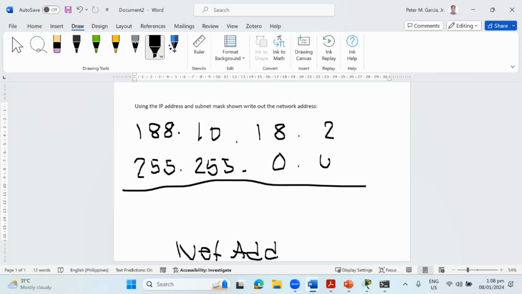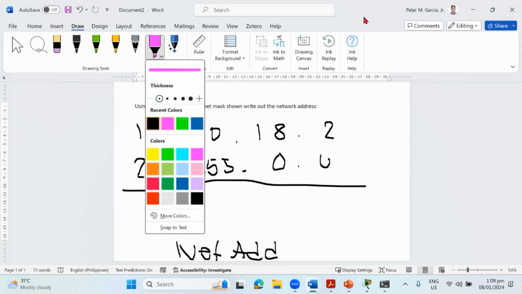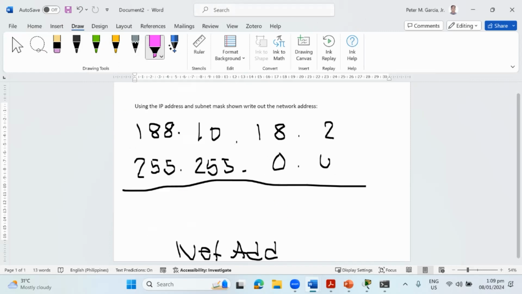Straight method. Sabi, walang computation, direct agad sagot makukuha nyo. So, tatandaan, kapag network address ang hinahanap using the IP address and subnet mask shown, kapag ang subnet mask mo ay 255, just simply copy the value above. Kung 255, copy lang. So that is 188.